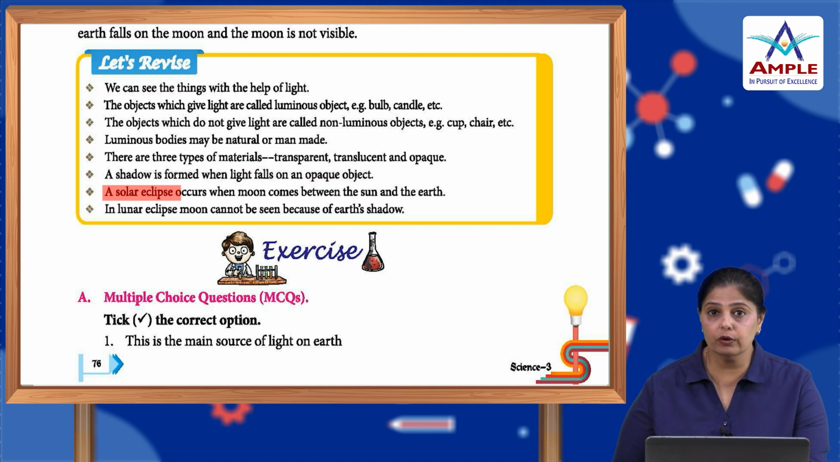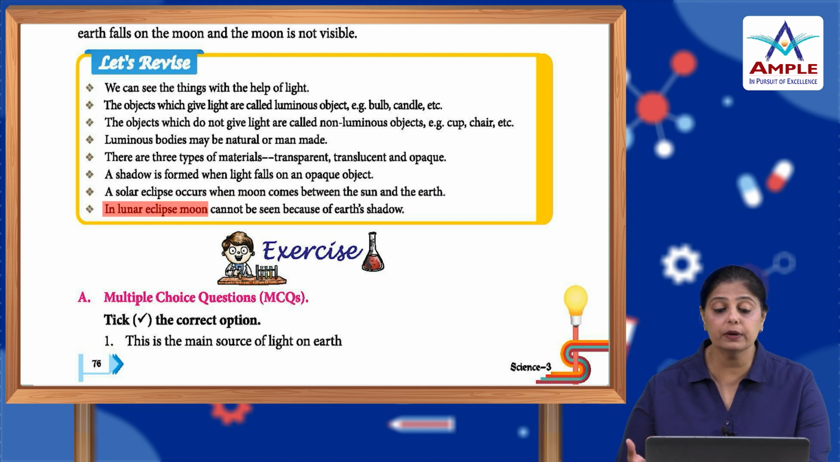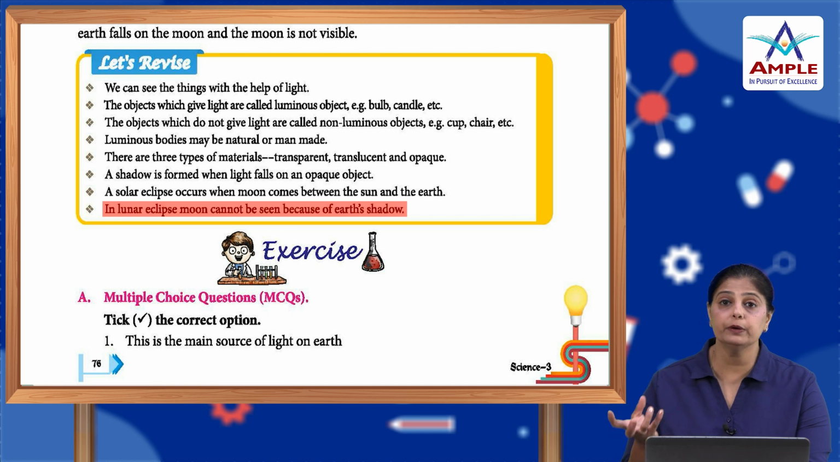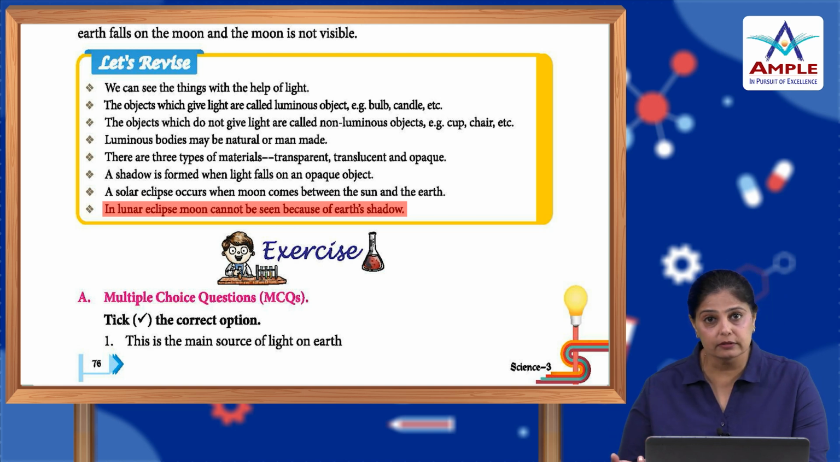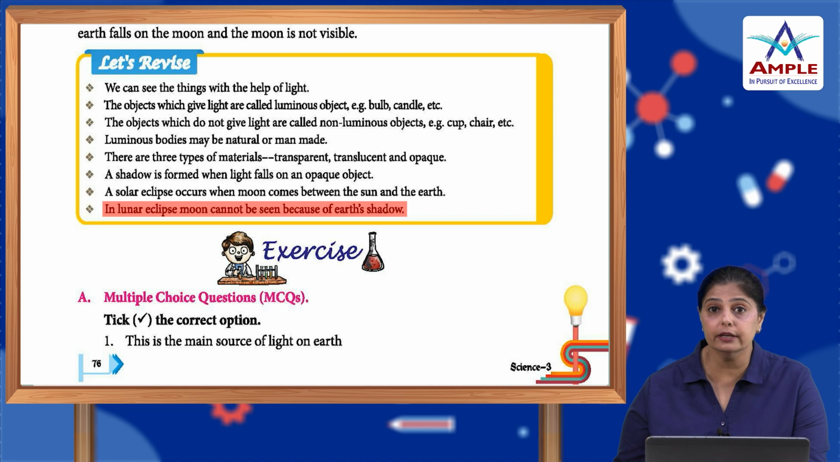Now, a solar eclipse occurs when the moon comes in between the sun and the earth, and a lunar eclipse happens when the moon cannot be seen because of the earth's shadow. So, in other words, a lunar eclipse means when the earth comes in between the moon and the sun. Okay, all this happens during the process of revolution. Okay, one revolution means a year.